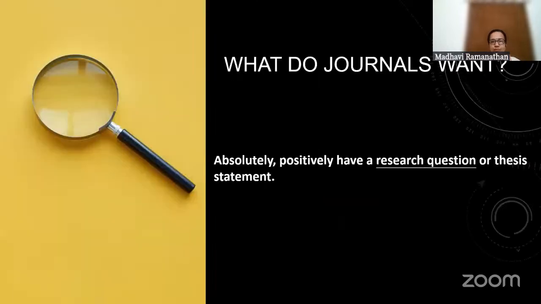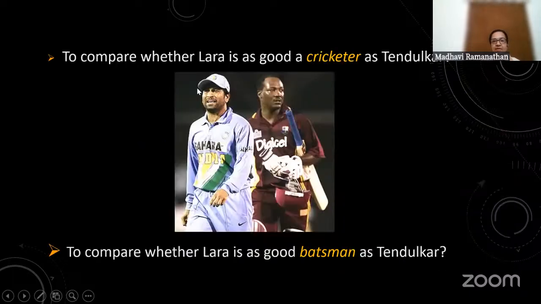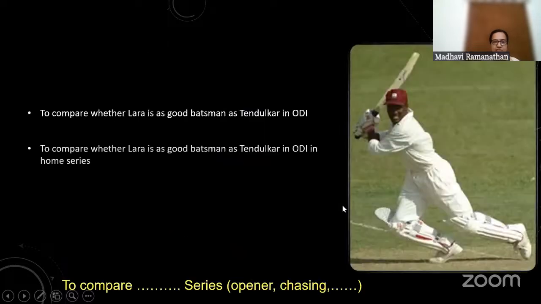So what do journals want? Absolutely, you have to have a research question or a thesis statement, and we'll come to this research question in detail. A research question can be very vague, to put it in a non-scientific pattern. It can be as vague as something like Lara versus Tendulkar. So how to make this question very specific? We can compare whether Lara is as good a cricketer as Tendulkar, or as good a batsman as Tendulkar. Now that research question has become much more specific.